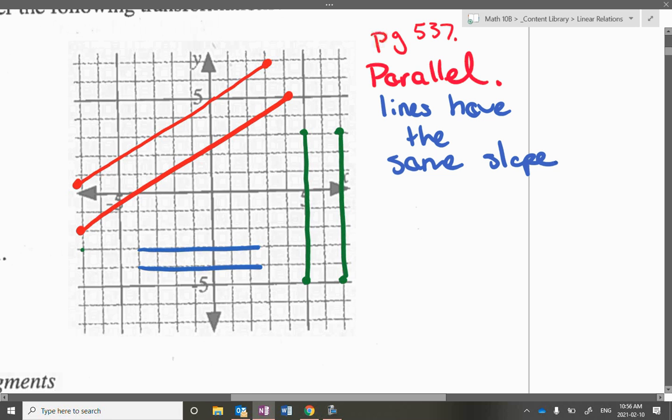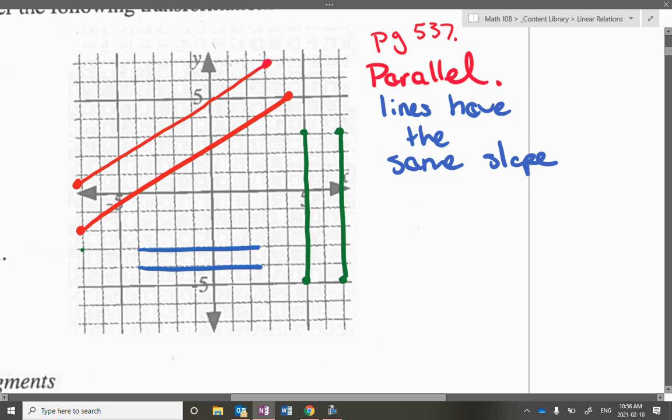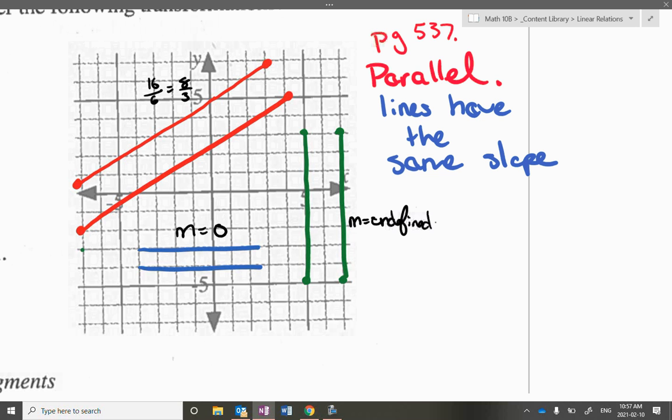That's it. So for example, my red lines would have a slope of 1, 2, 3, 4, 5, 6, 7, 16. These would have a slope of 16 over 6, so I can reduce that to 8/3. My blue lines would have a slope of 0. My green lines would both have a slope of undefined. Your lines are slightly different than mine, but they both have that same slope, is what I'm getting at. Parallel lines have the same slope.